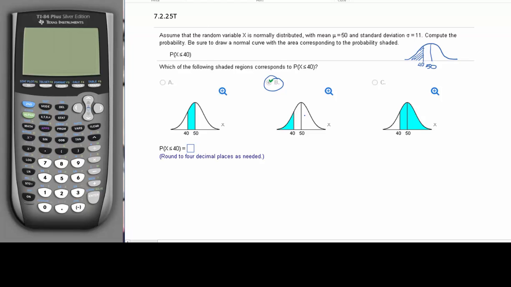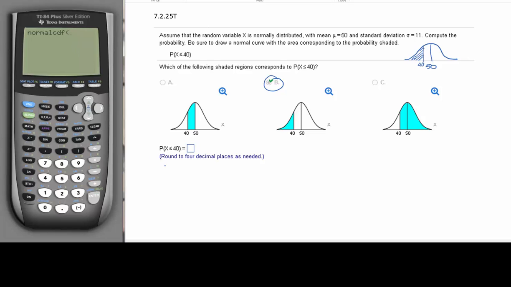And now let's go through and actually find the probability that x is less than or equal to 40. To do this, I'm going to use my calculator. We're going to end up using our distributions, so we're going to go to 2nd Vars. This gets us into our distributions. We're talking about our normal curve, so we're going to use number 2, which is normal CDF, or normal cumulative distribution function.